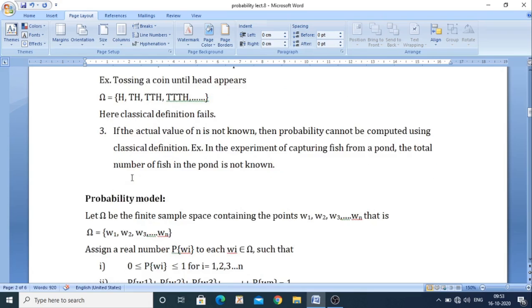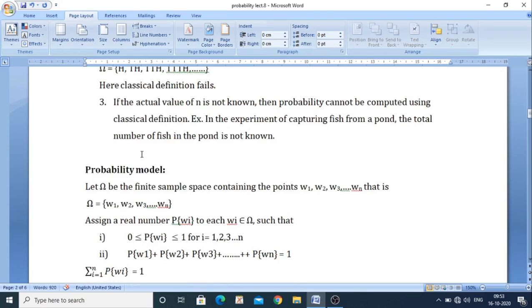Third one is: we want to find out the probability, we need n. So if the actual value of n is not known, then probability cannot be computed using the classical definition.